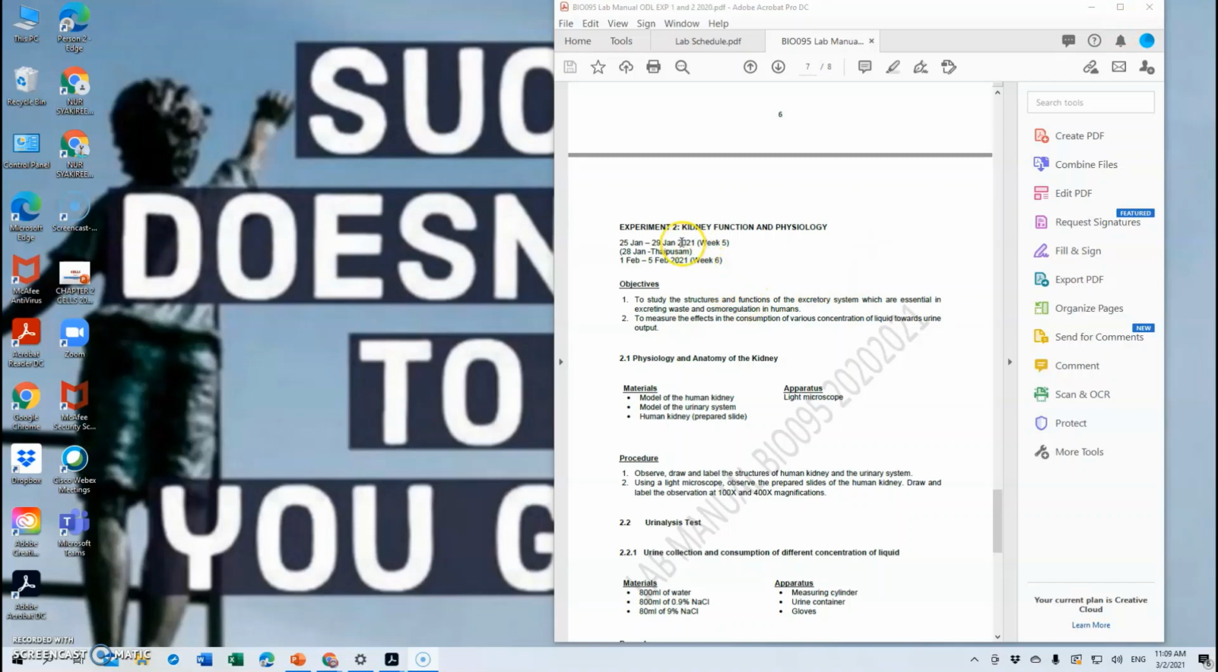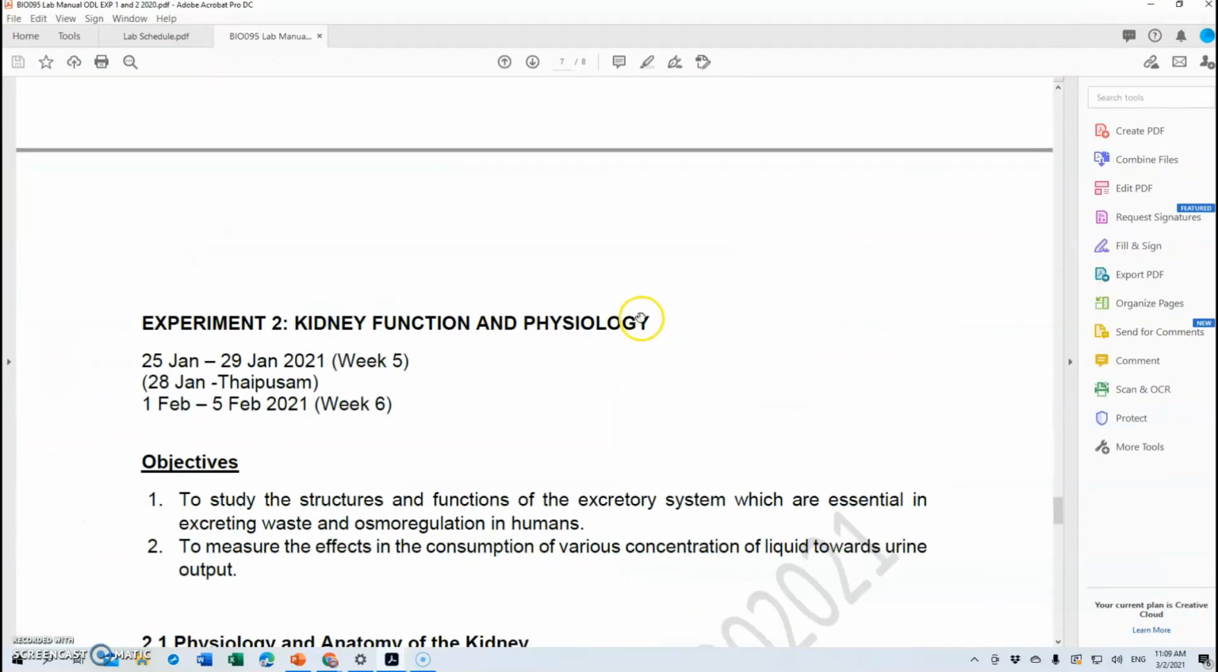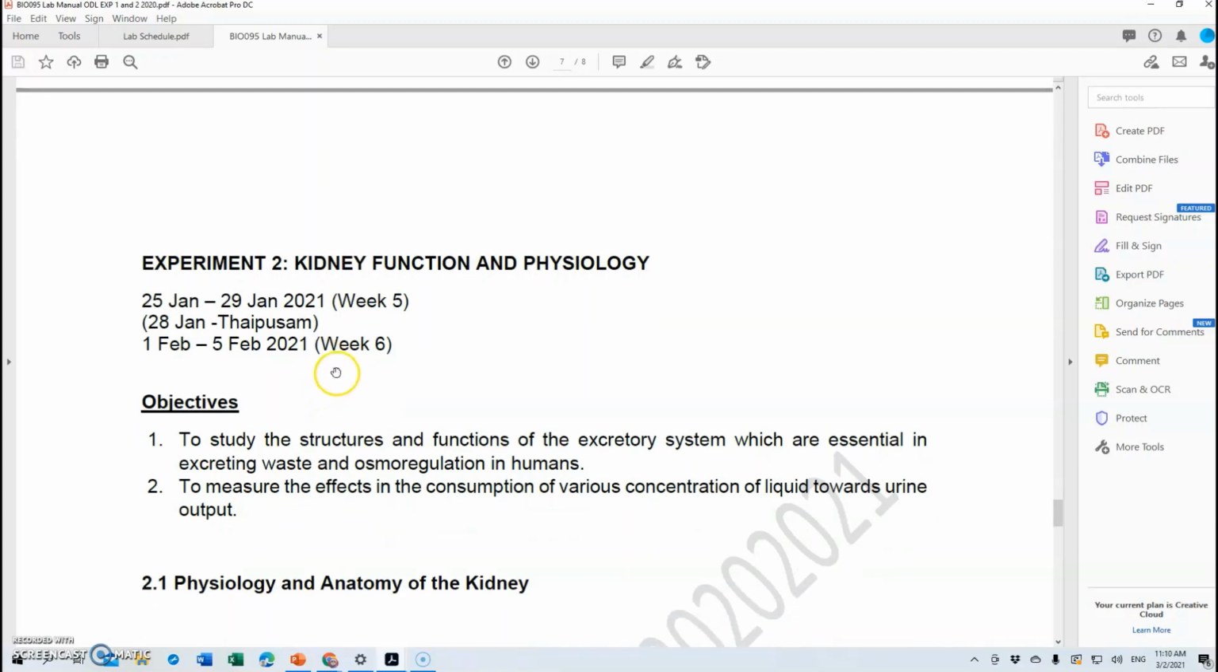Okay, Assalamualaikum. For S9, S10 and S25, I would like to explain to you your second experiment, which is on kidney function and physiology. So this is supposedly the second week for you to do this experiment. So this is week 6, okay?